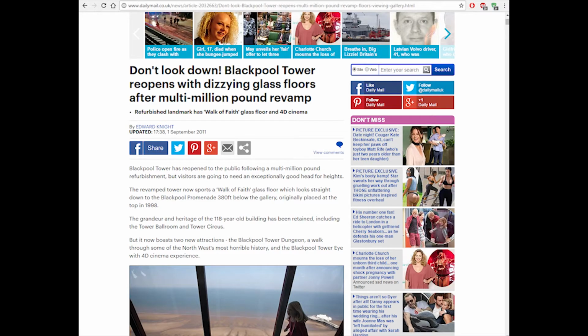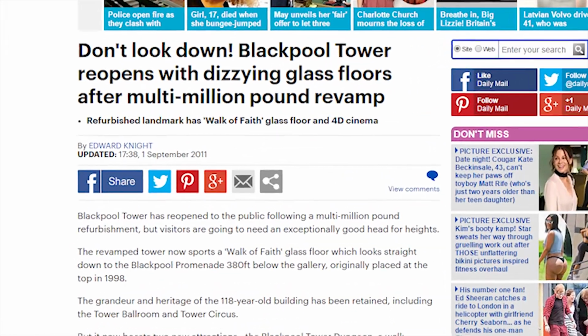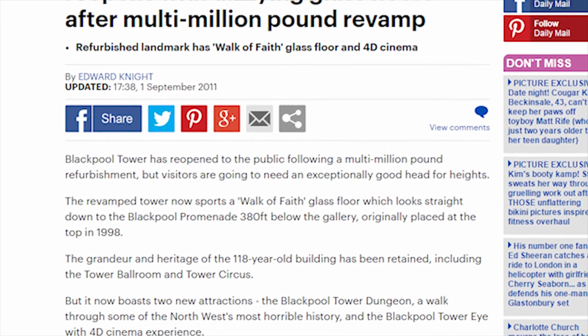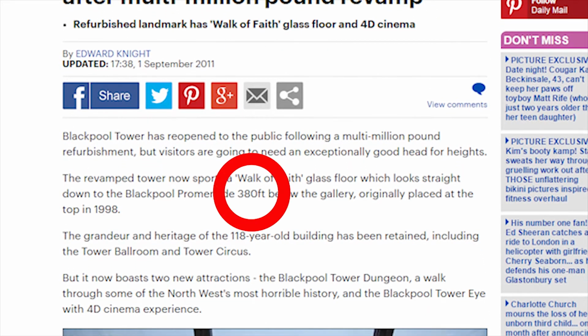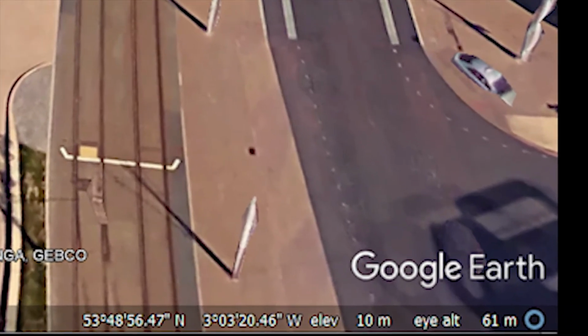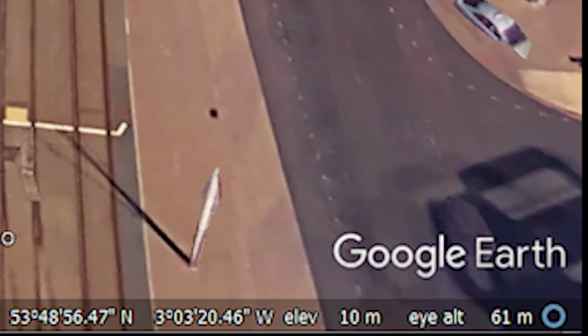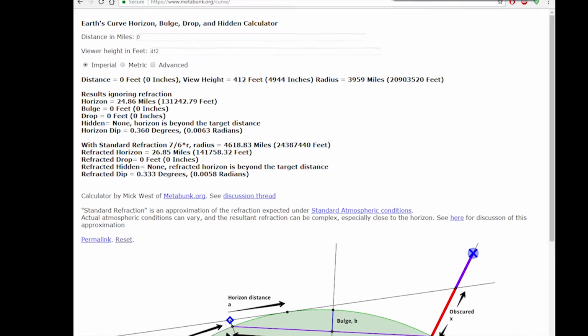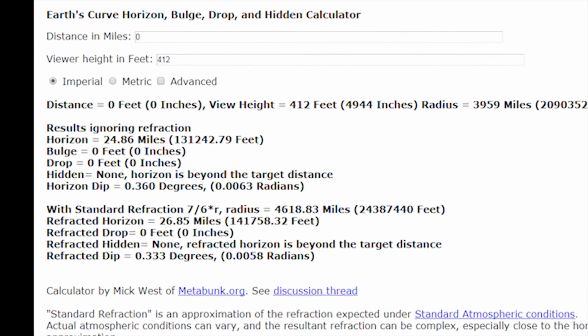I'm also going to need some additional statistics such as height of Blackpool Eye, which can be seen here as 380 feet, and I'll also need the elevation height of Blackpool Tower as well, which can be seen here as 10 metres, or equivalent to 32 feet. So now we know the image was taken from a height of 412 feet, probably 418 feet if I included my height, but we can work around 412 for argument's sake.